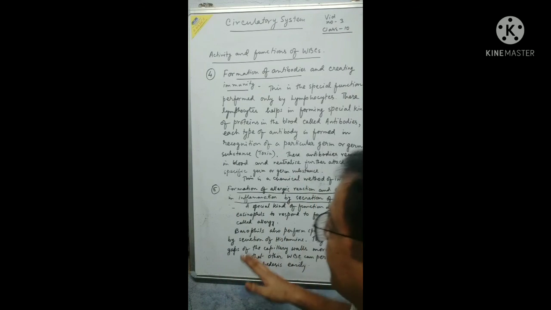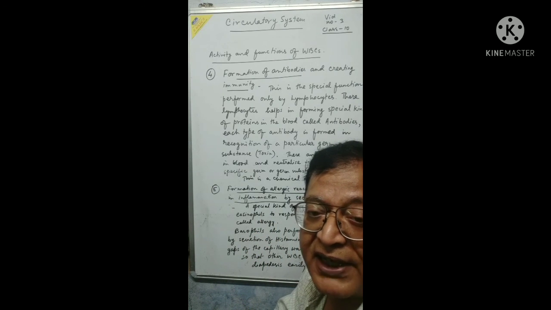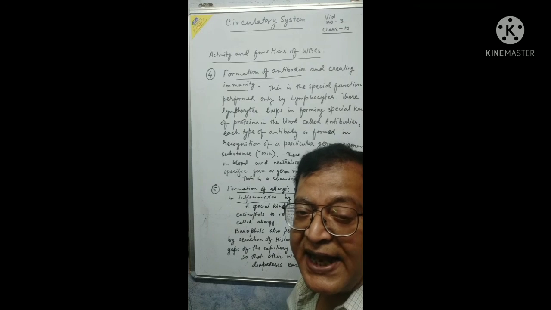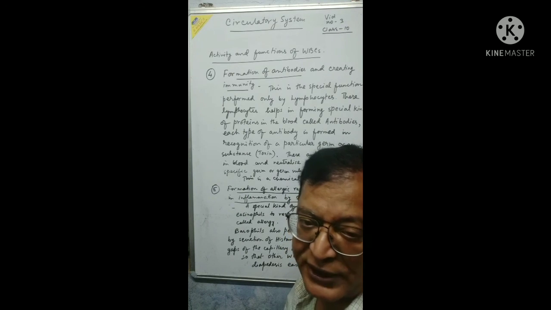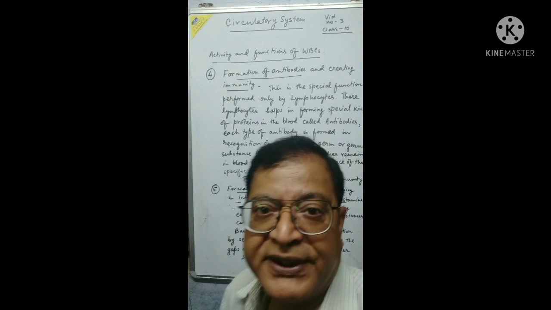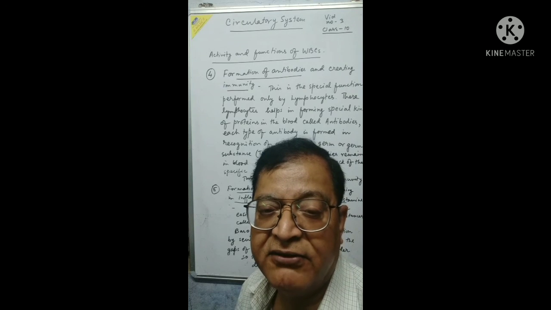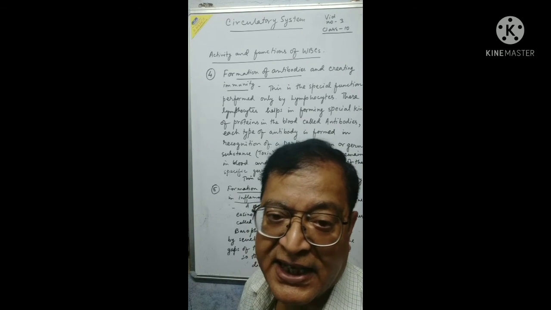So these are the 5 functions that are performed by all the WBCs and help us to remain healthy and protected from germs. So let us end this video up to this. Next video will continue with the structure, function of platelets and blood clotting.